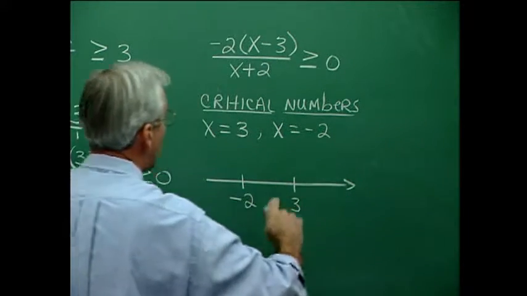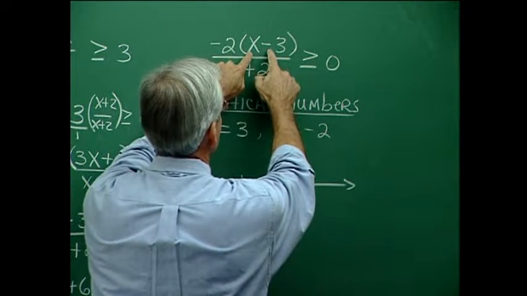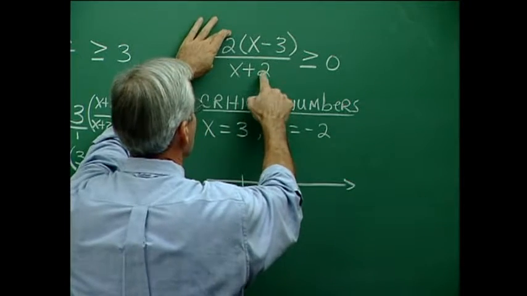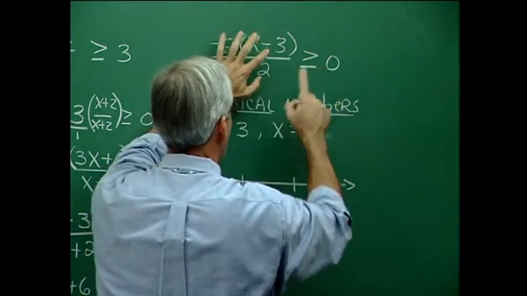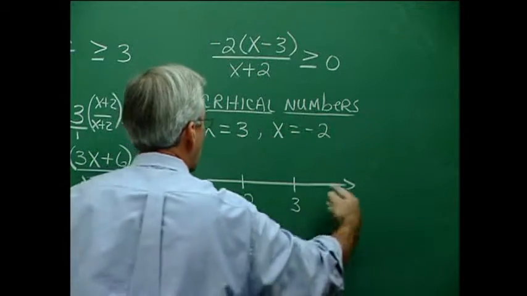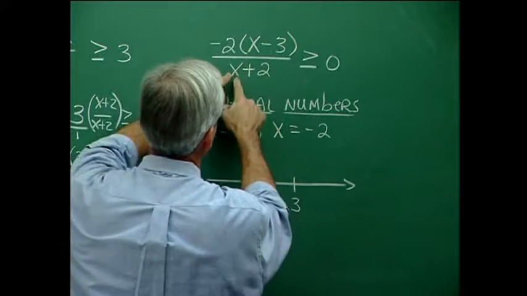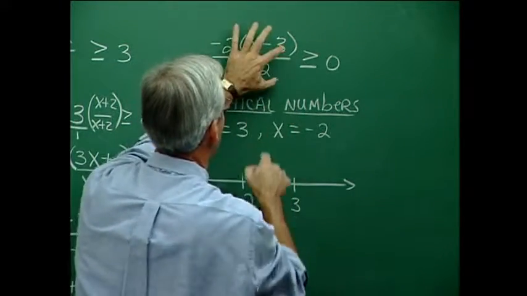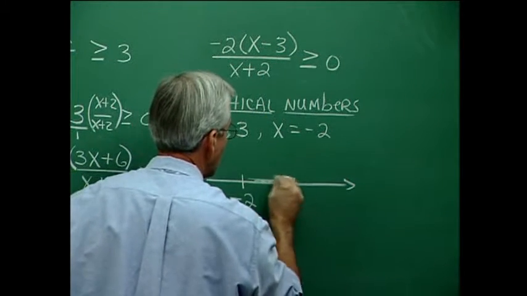In this interval, big positive number minus 3, positive times negative, negative. Big positive number plus 2, positive. Negative over positive, negative. Negative greater than or equal to 0, no. So not a solution region. In between -2 and 3 is 0. If these are zeros, then we have -2 times -3, positive over positive, positive. Positive greater than or equal to 0, yes. So we have a solution region in this interval.